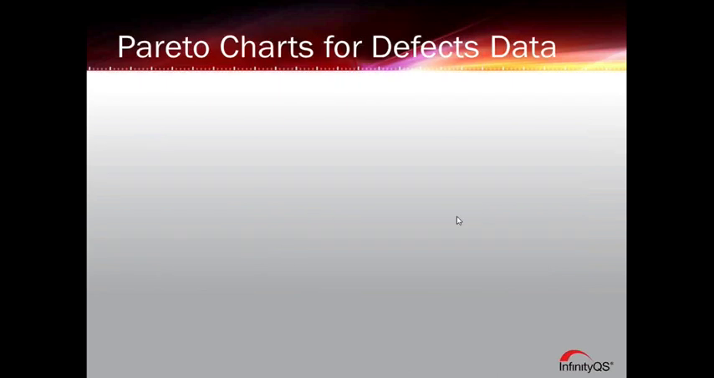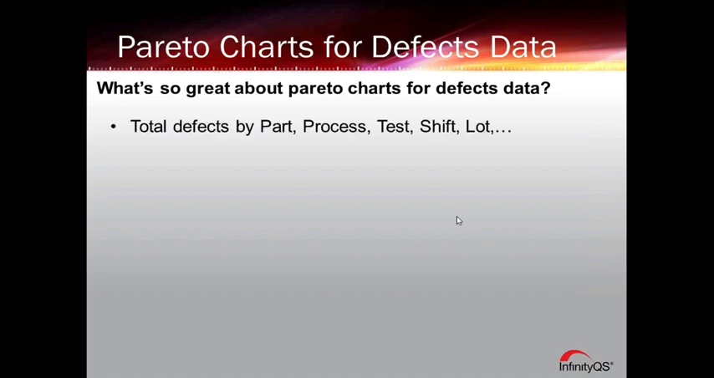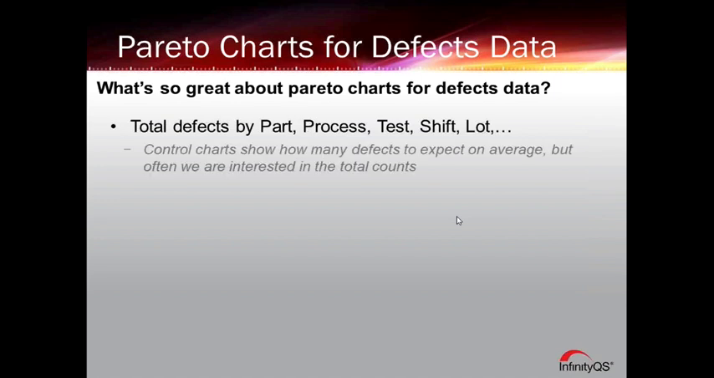Okay, so I mentioned I'm a big fan of Pareto charts, so a very reasonable question might be, what's so great about these Pareto charts that makes them so interesting to you, Eric? And even though you're all muted, I'm glad that you collectively asked that question. The biggest thing that I really like about Pareto charts is the ability to total my defect counts based on the criteria that I'm interested in: parts, processes, tests, shift, lot, employee, etc.